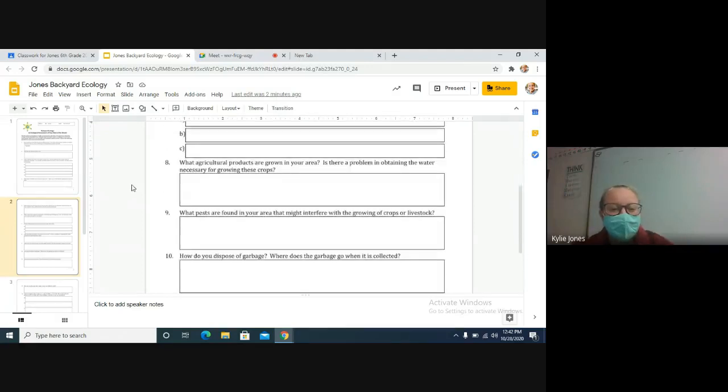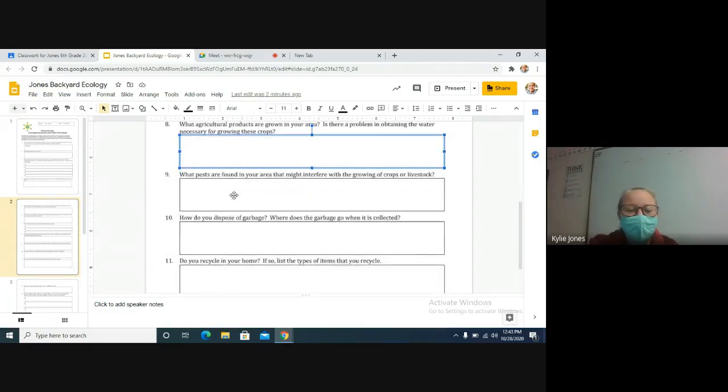Number 8, what agricultural products are grown in your area? So that would be plants like crops. Like, do we grow, I don't know, what do you guys grow in Winslow? Does anybody know? Dallin? Okay, so basically any type of fruit or vegetable can probably be grown here. So look up what the major ones are that are grown. And then in this area of Winslow, is it hard to get the water to grow these? Yes or no?